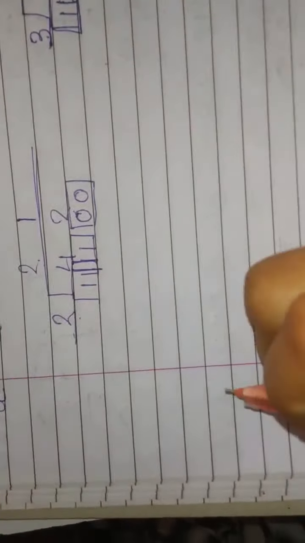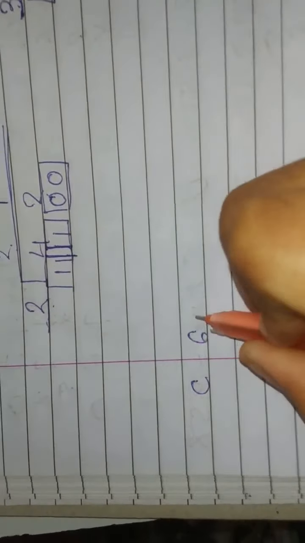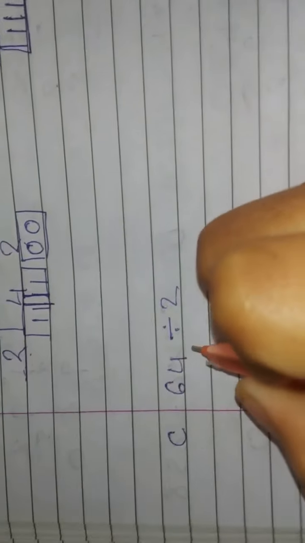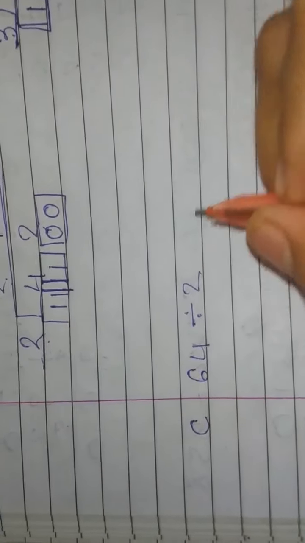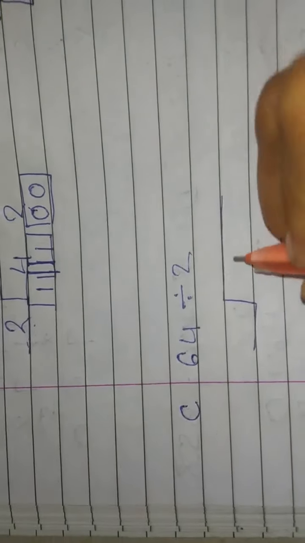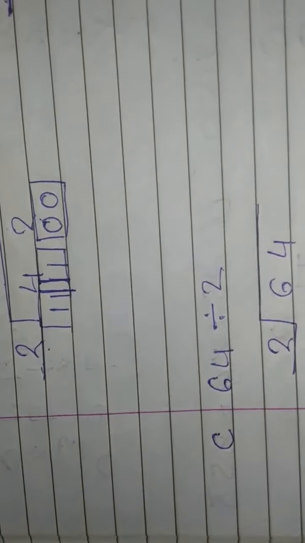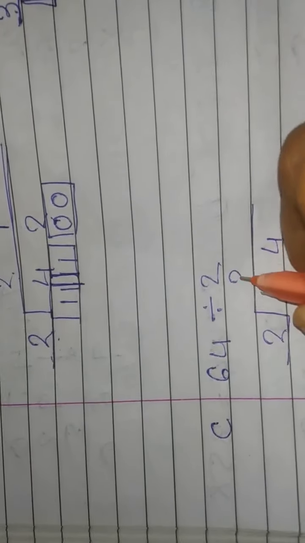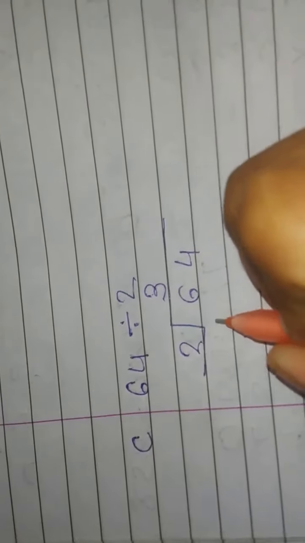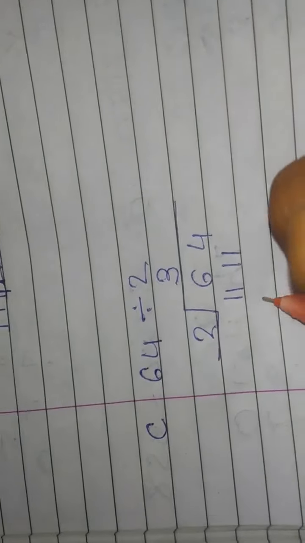Okay students, now C1 sum is 64 divided by 2. 64 divided by 2. So in that what we have to do? Here we have to write 64. 2 3s are 6. So what we have to do here? We have to draw 6 lines. Draw it. 1 2 1 2.